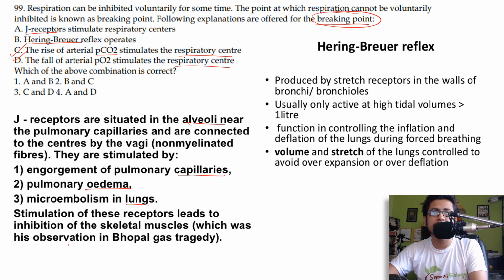This was observed in the Bhopal gas tragedy, that the stimulation of these J receptors leads to the inhibition of skeletal muscle, so skeletal muscle cannot function properly.